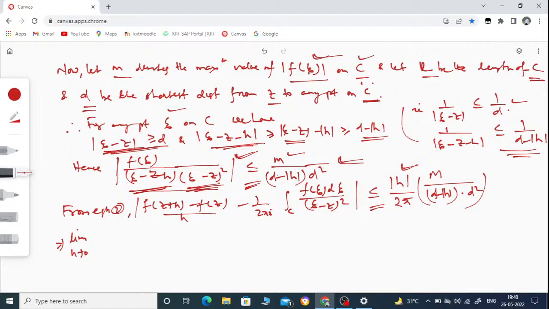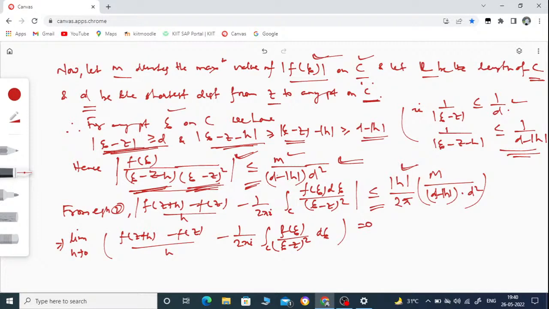Then what will be my left hand side? The left hand side will be f of z plus h minus f of z divided by h, minus 1 by 2 pi i integration over c of f of j divided by j minus z whole square dj. This thing will be 0. Okay, so then this is independent of h. So if I apply limit h goes to 0, then this will remain unchanged.